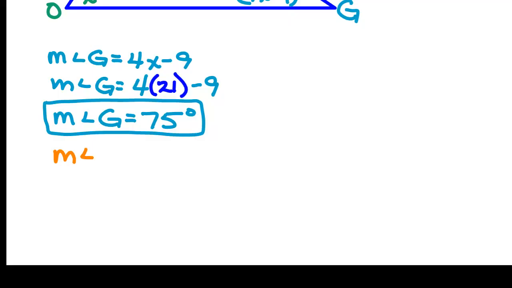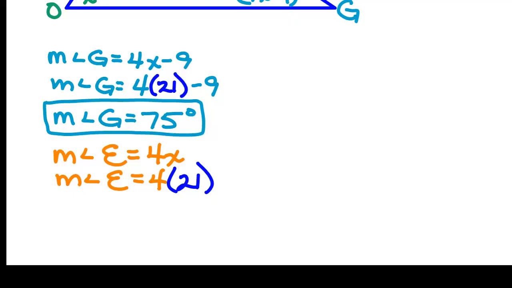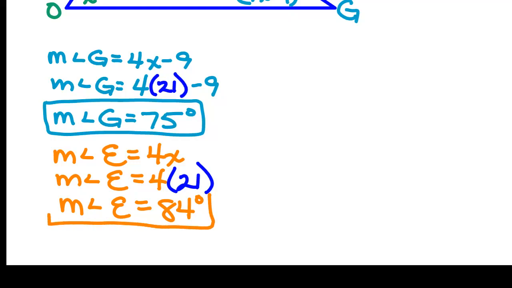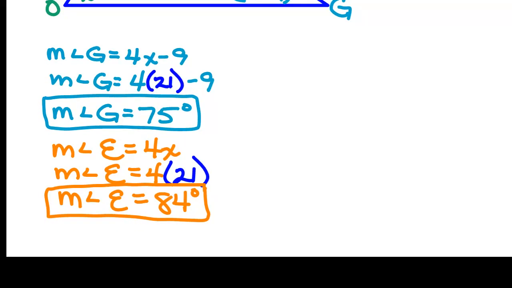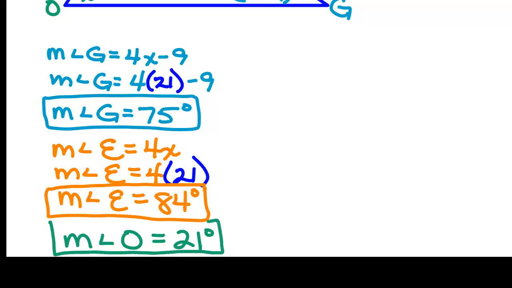The measure of angle E is 4x. So the measure of angle E would be 4 times 21, which is 84. So 75 degrees and 84 degrees. And then finally we have the measure of angle O, which would be how much? 21 degrees, because that is x, and x is 21.